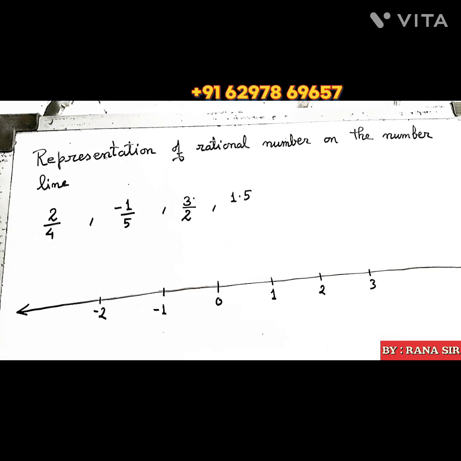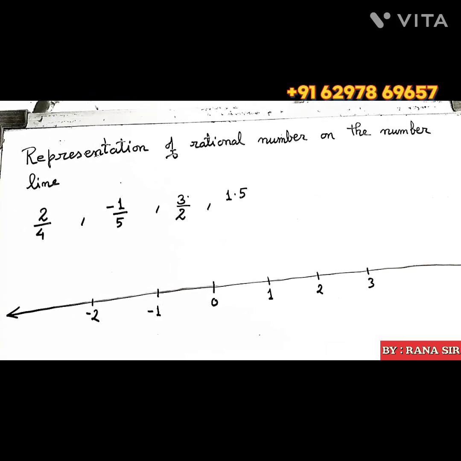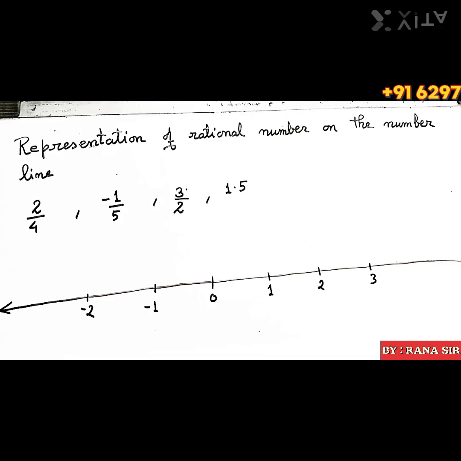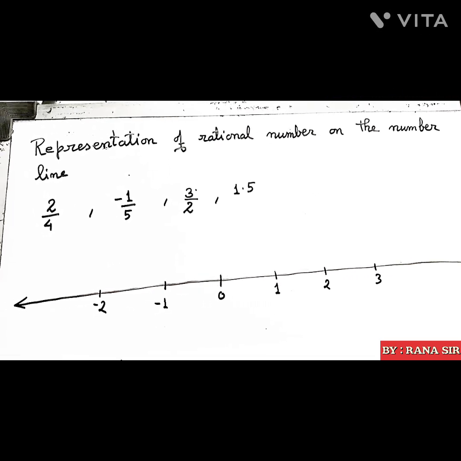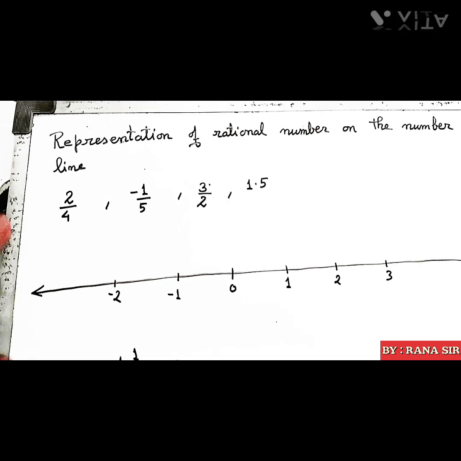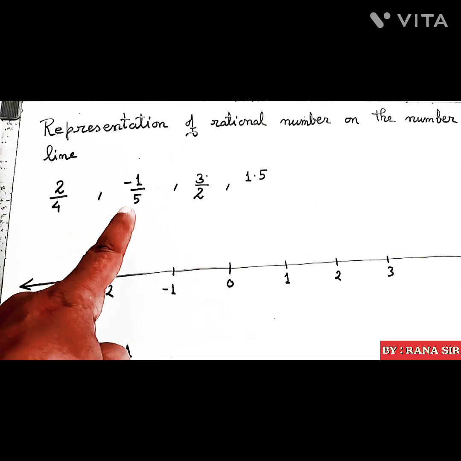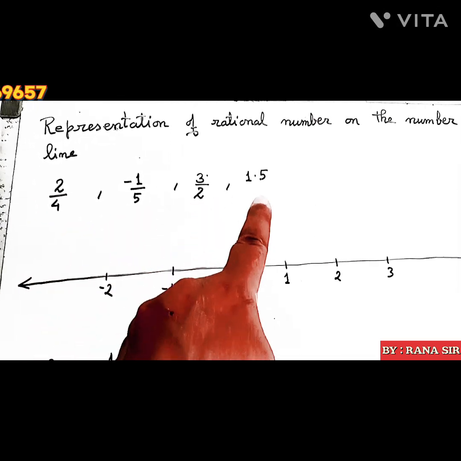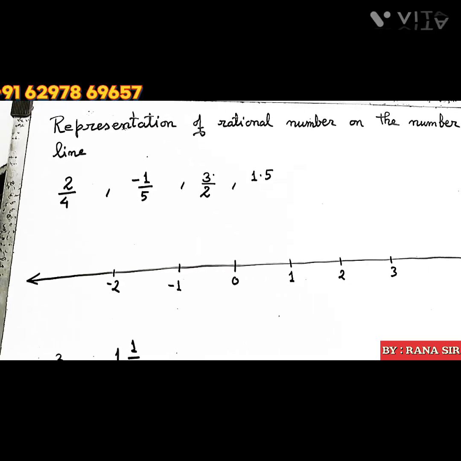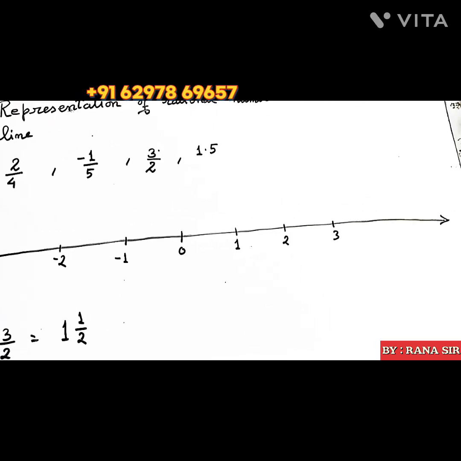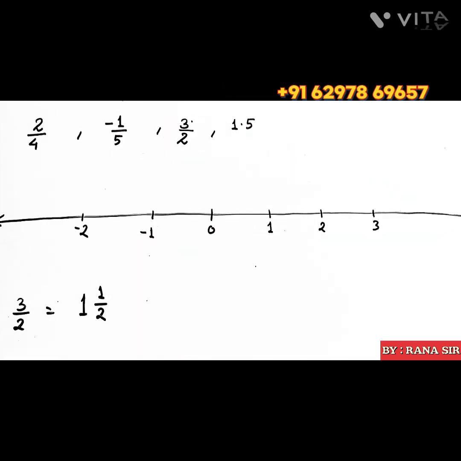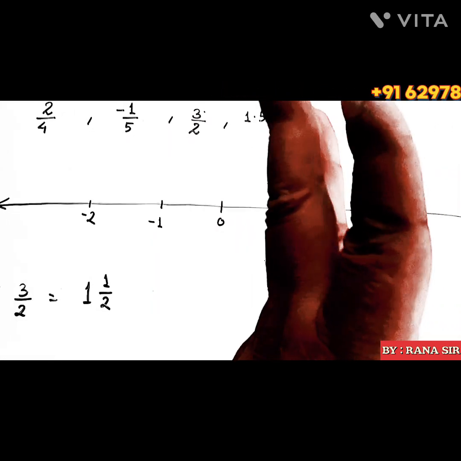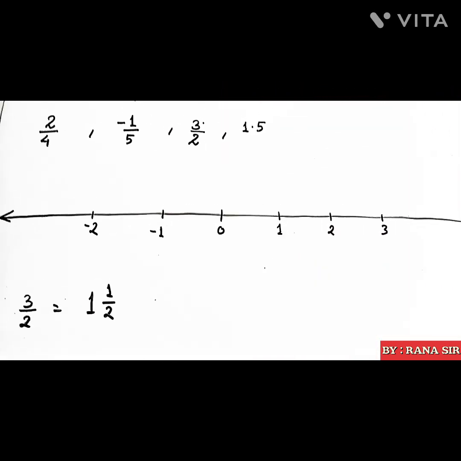So the topic now to be discussed is representation of rational numbers on the number line. So on the number line, we have to represent the rational numbers. How to do it? 2 by 4, minus 1 by 5, 3 by 2, 1.5. Okay, let's see. This is the number line. 0 right hand side is positive, 0 left hand side is negative.